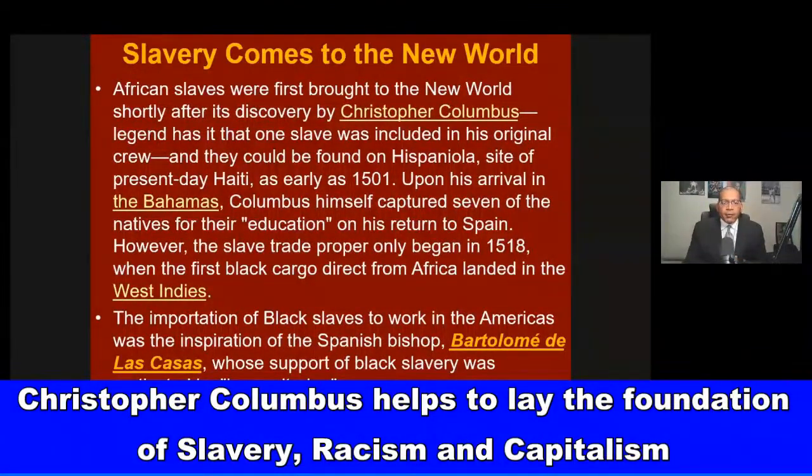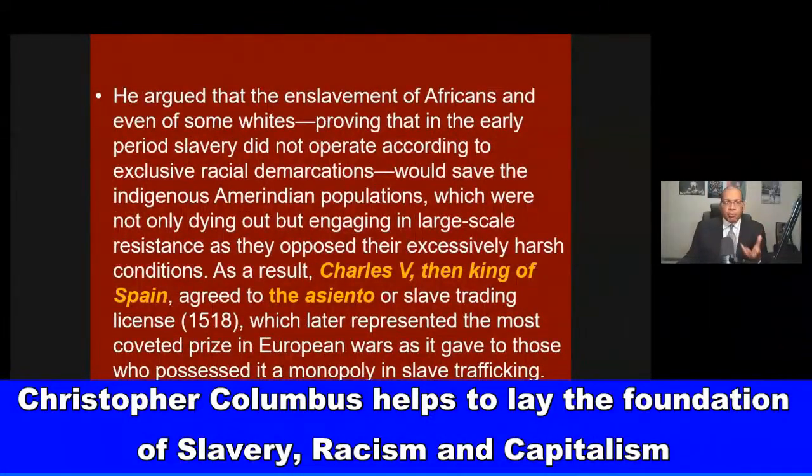The importation of Africans to work in the Americas was the inspiration of the Spanish bishop Bartolomé de las Casas, whose support of black slavery was motivated by humanitarian concerns. Bishop Bartolomé de las Casas traveled on some of the voyages with Columbus. He kept a diary and documented the atrocities that Columbus inflicted on the indigenous people. He said that Columbus was responsible for killing 12 million to 25 million indigenous people. So he advocated that they stop enslaving Native Americans, try to save their souls. They had suffered enough, and enslave African people, and white people to a lesser extent.